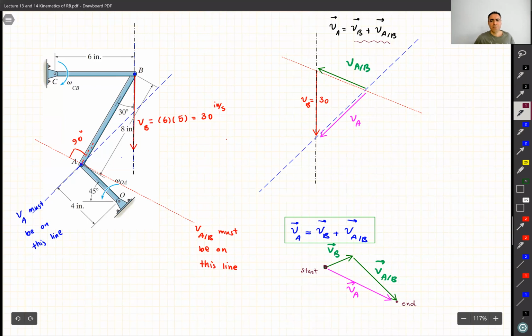They said, well, if I know VB is 30, and if I put my ruler here and I measure this distance, and it is, let's say, 2 inches, now I can use my ruler to measure the distance from this point to this point. And then I use the scale. For example, if from VA with respect to B, the side of this triangle is ½ inch, then immediately we say it's going to be 15 inches per second. And the same for VA.